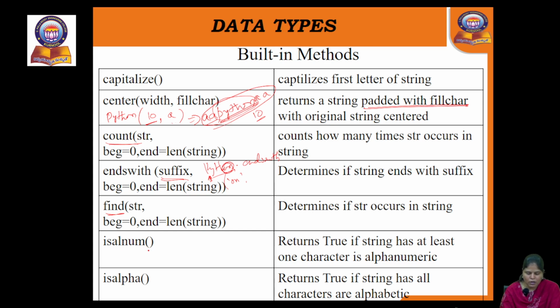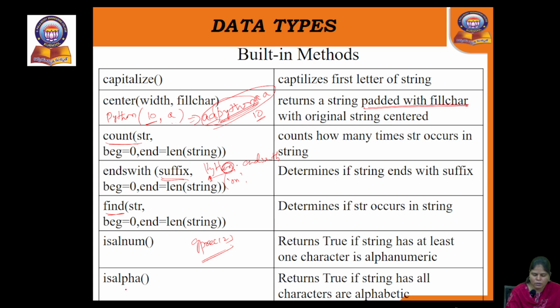Next is isalnum. If you want to check whether the string has alphanumeric characters, like if I take GPREC123, this is alphanumeric. In that case it gives true, otherwise it gives false. So it should be a combination of alphabets and numeric values.